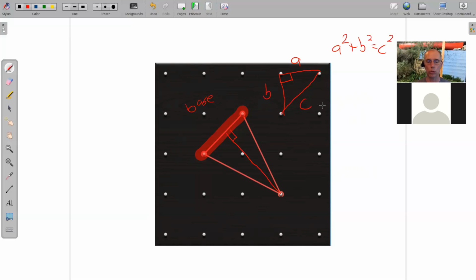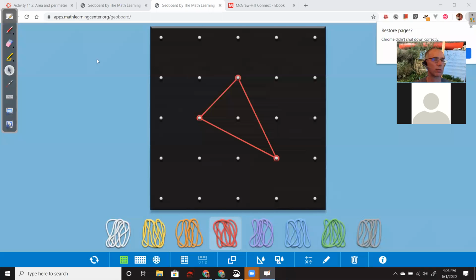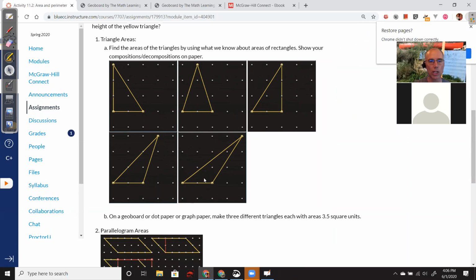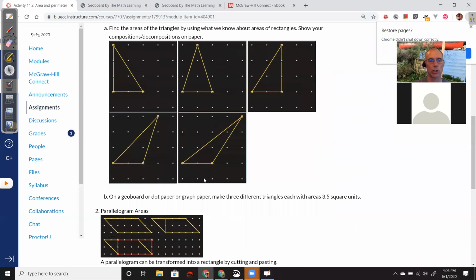So let's do one more problem like this, and then I'm going to set you free to play with this. We'll talk about it next class. The next part of this assignment, so we pretty much did this first part here. We identified the areas of each of these triangles. That was the goal. And show some work. So we have some sketches to go with it.